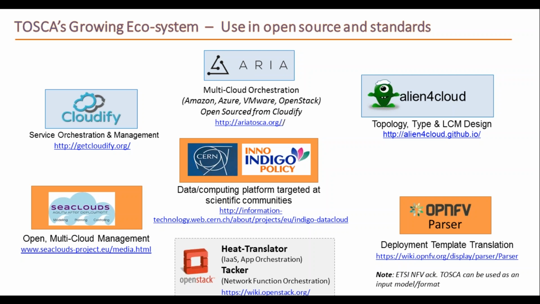Tacker is the project in OpenStack that does NFV. If you want to orchestrate network functions, virtual network functions, Tacker is the project, and it takes TOSCA models exclusively. They're implementing one of our profile specs to do this, and they're helping us evolve that profile spec to make sure it has all the things needed in it to describe your virtual network functions. Next slide, please.